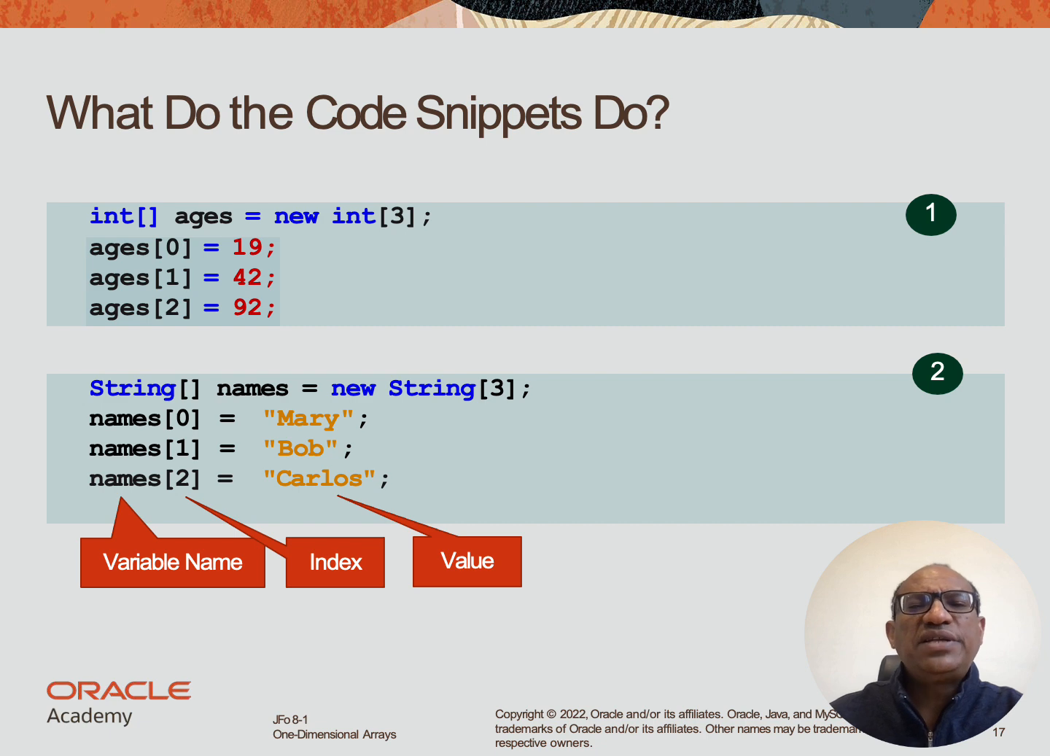The first code snippet creates an integer array of ages with 3 elements. The second code snippet creates a String array of names with 3 elements.